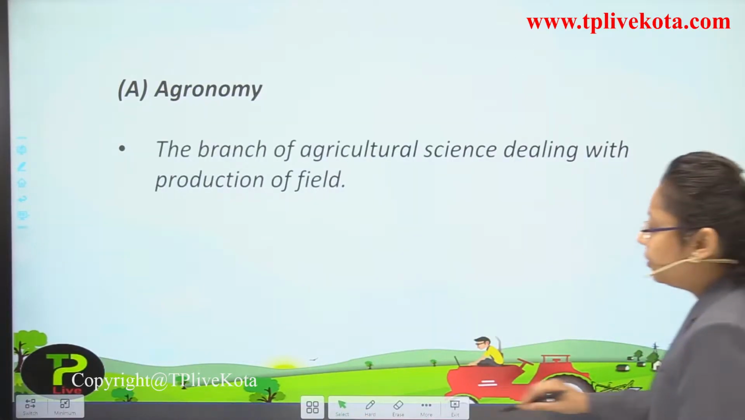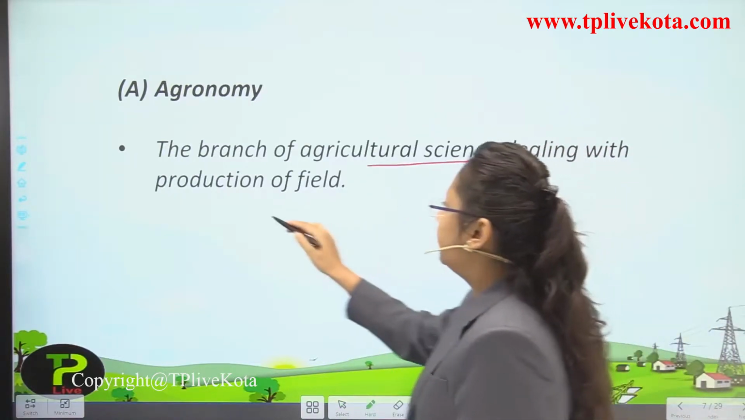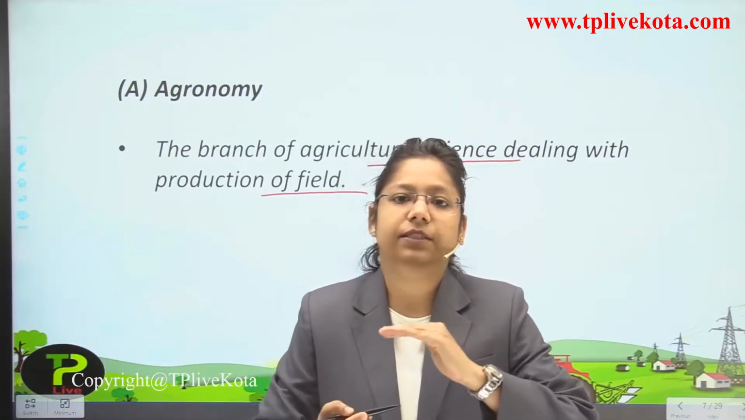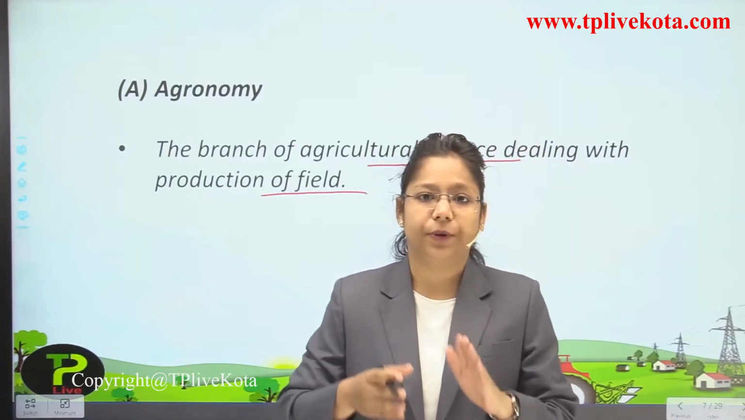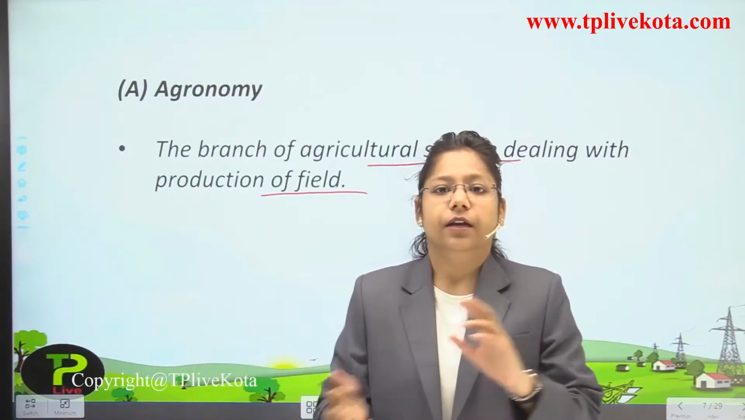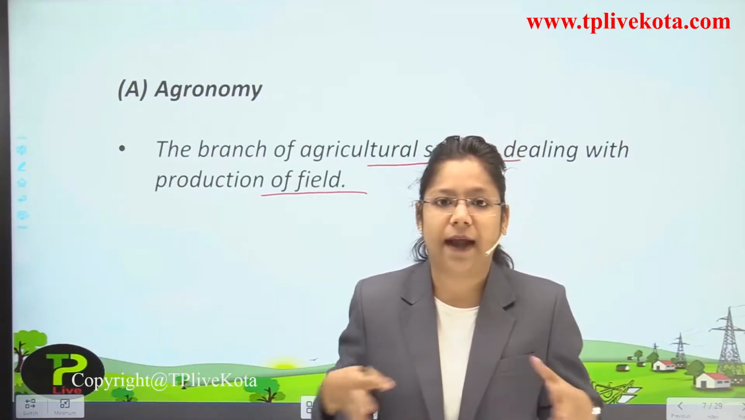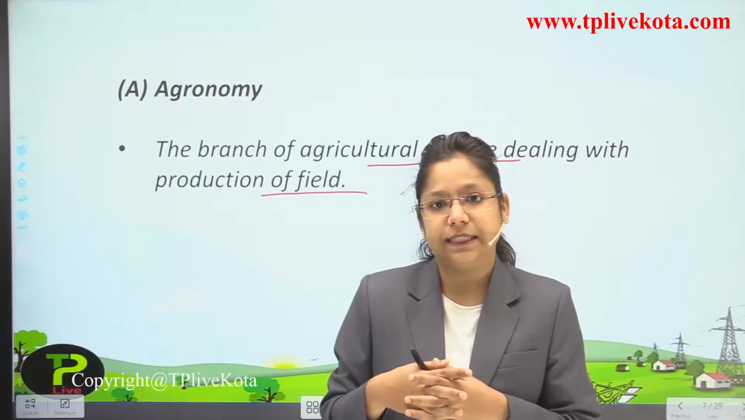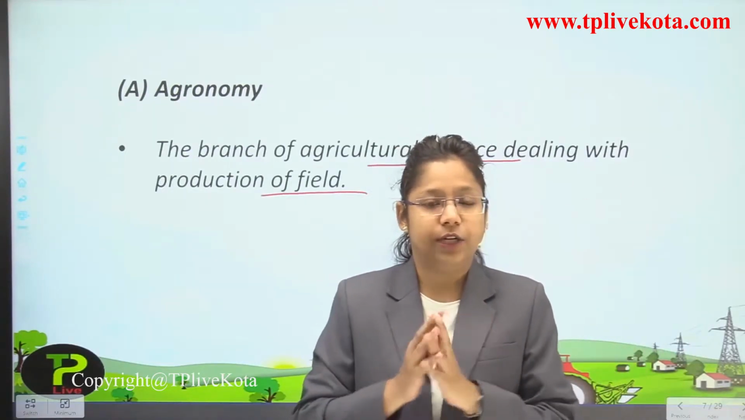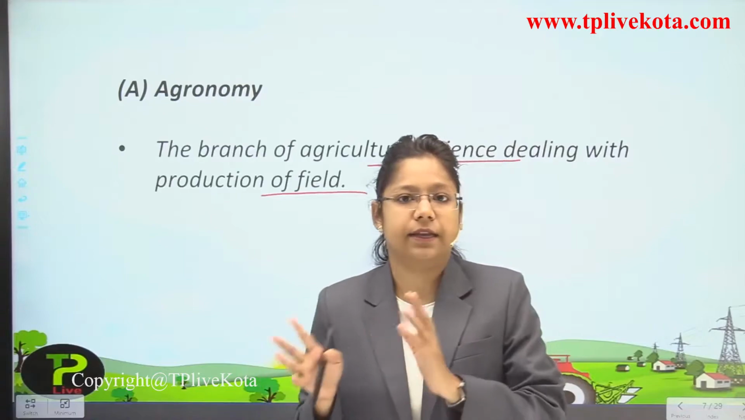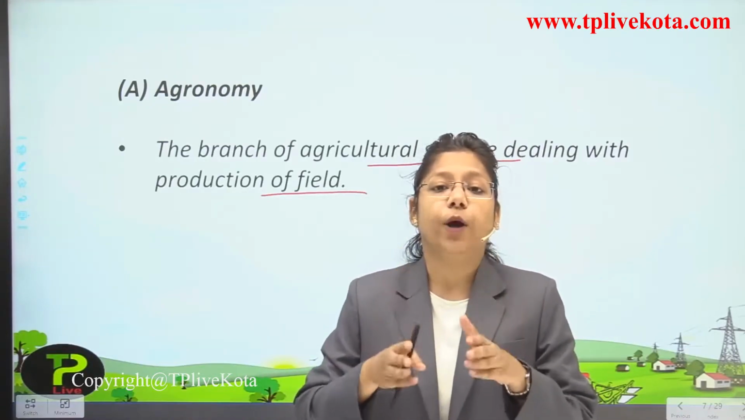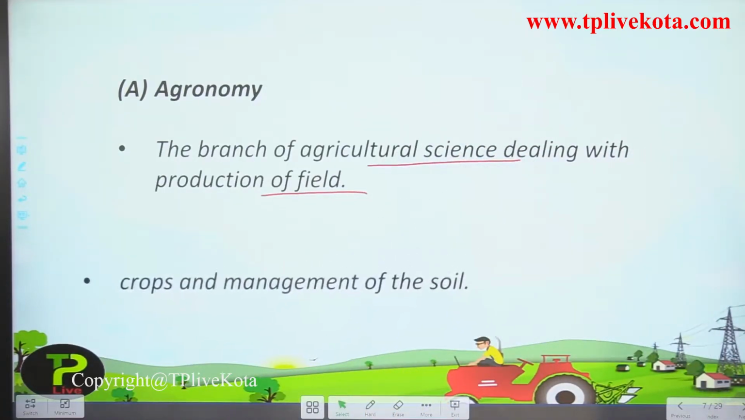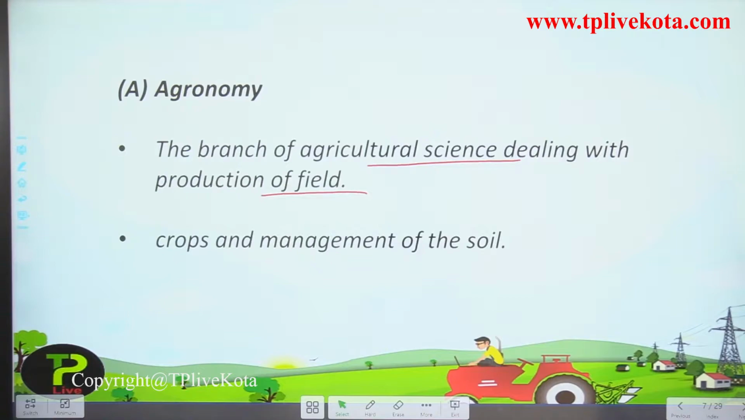It is the branch of agriculture science dealing with the production of field. Dealing with the production of field means it depends upon the farmer, how the produce has to be reached. If the efficiency of the farmer and the land efficiency is more, the soil is fertile, then the production will be more, and if efficiency is less, then the production will be less. So it depends upon the farmer, on the land and the soil, and also an important thing, the weather conditions. Okay students, now the next point about agronomy is crops and management of soil, obviously.